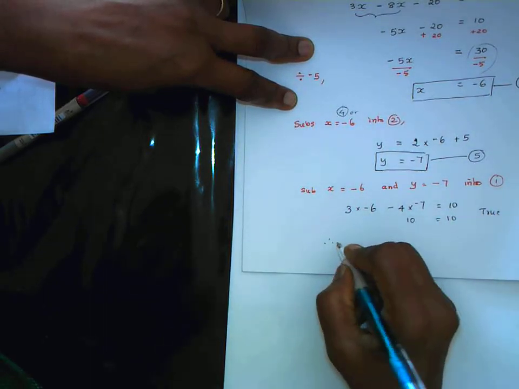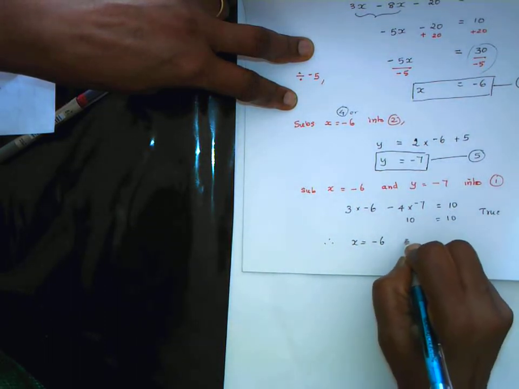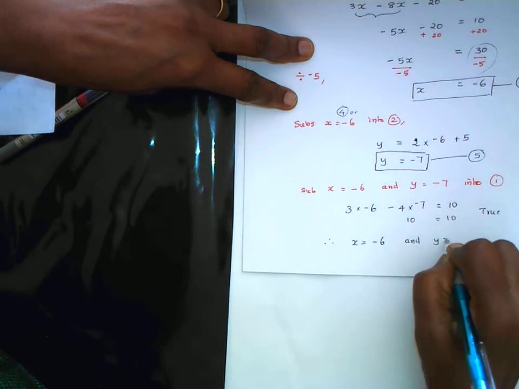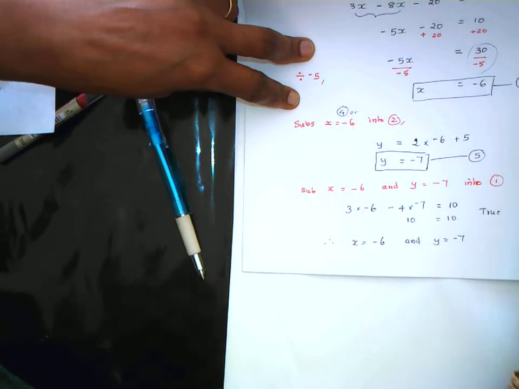Therefore we can say 200% x equal to minus 6 and y equal to minus 7. So this is for your reference, but this one's enough for your answer.